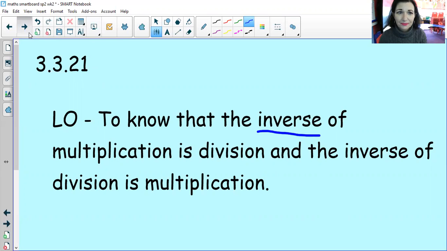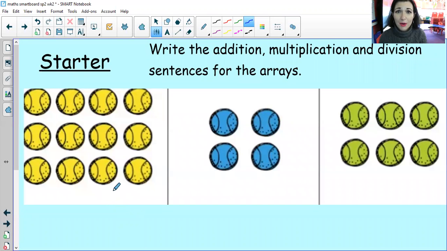Okay, so for your starter, I would like you to write the addition, multiplication, and try this, the division sentences for these arrays. So there's one array here, another array here, and another array there. Okay, so I'm sure you'll be really good at the multiplication one, so try your best for the division one as well. Okay, pause your video now.